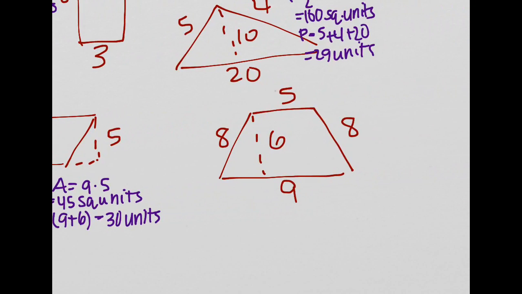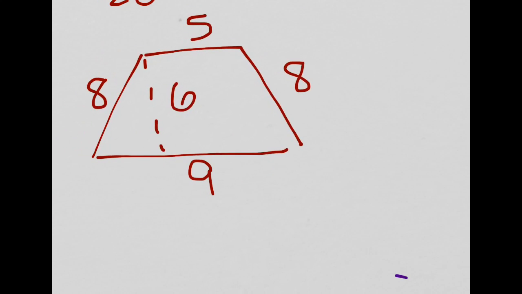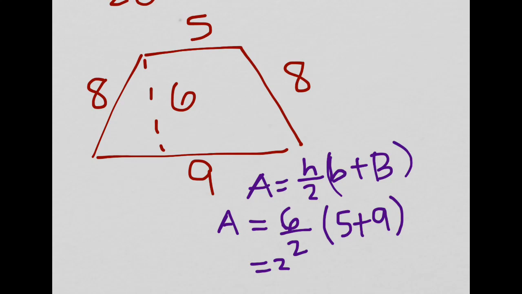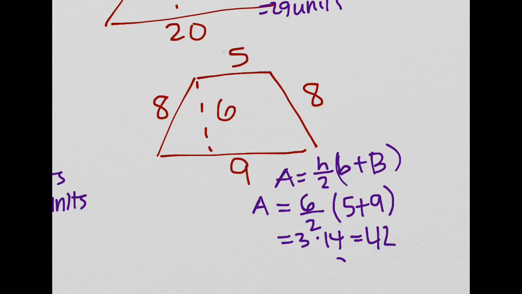Now let's take a look at this trapezoid. This trapezoid, okay, the area, remember, this one's actually a hard one, so I'll just write it out first. H over 2 times b plus big B. So in this case, we have area is equal to height, which is 6 over 2, times the two bases, which is 5 plus 9. So we have 3 times 14, and 3 times 14 is 42. So 42 square units.